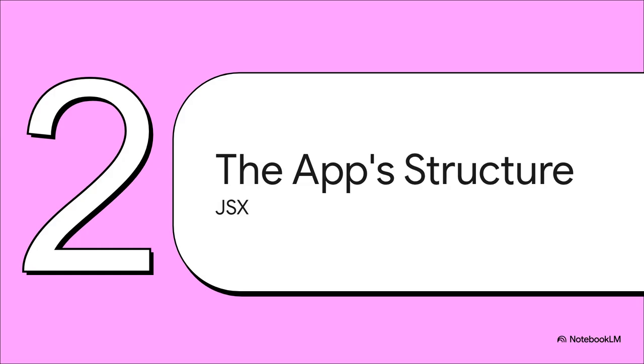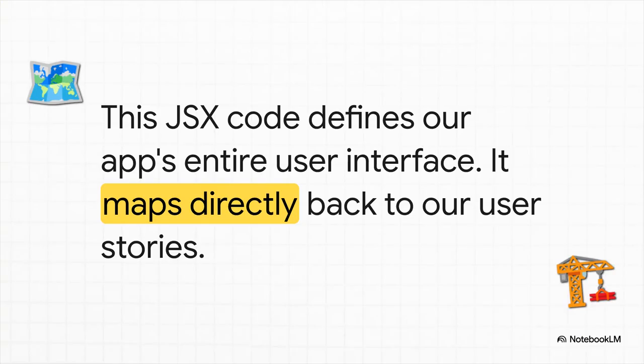Okay, blueprint in hand, let's start building the frame of our house. In React, we define our app's layout using a language called JSX. At first glance, it looks almost exactly like HTML, but it has some special superpowers that we'll get into in a bit. So here it is, the JSX for our entire app structure. This might look like a lot, but what you're really seeing is a direct translation of our blueprint into code. Every piece of this user interface maps right back to one of those user stories we just defined.